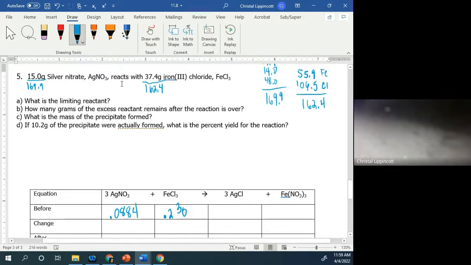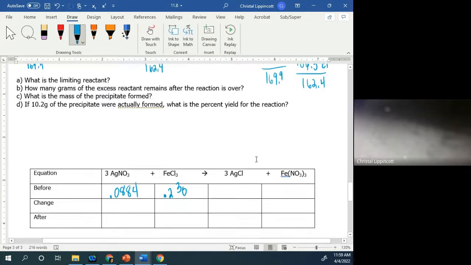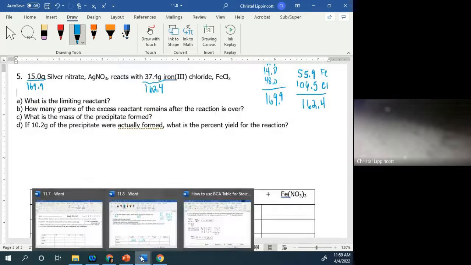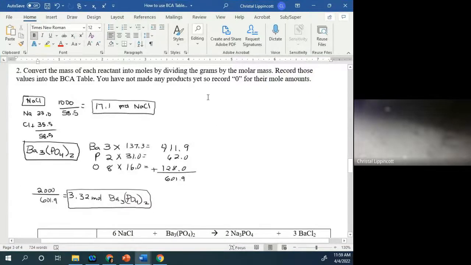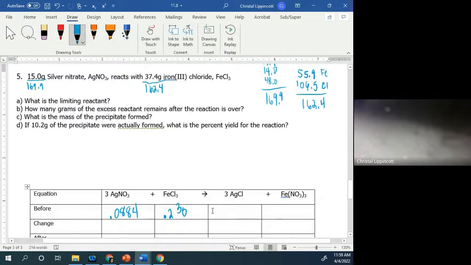Anybody not know where I got some of these numbers from or how I got these values in the table? All right, so let's go back to our instructions and see what it tells us to do next. So we're going to record those in the BCA table. You have not made any products yet, so record 0 for the mole amounts. So I'm going to record zeros here and here.